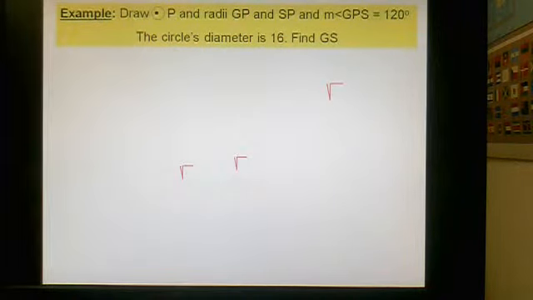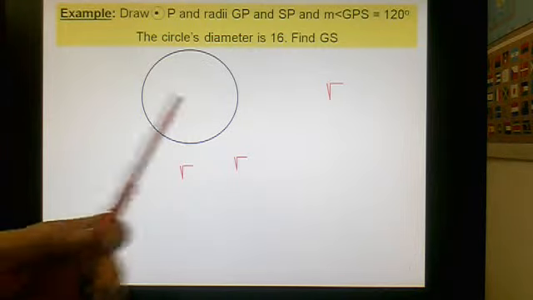This is just a way of explaining the center of the circle. If I said circle K, K would be the center. If I said circle H, H is the center. If I said circle J, J is the center. So draw circle P. So there's your circle. The center of that circle is point P.